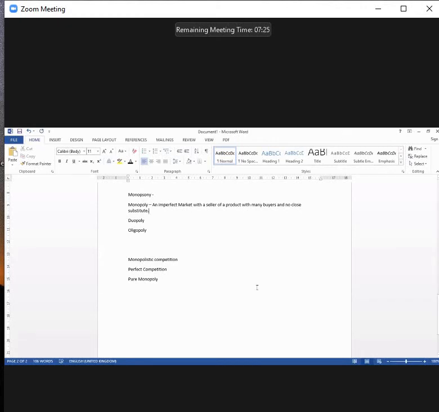And no close substitutes. You raised your hand. It is important to include no close substitute. What really makes a monopoly is the absence of a substitute. When there is no close substitute, that means there is a monopoly, and it has to be a single seller market with many buyers as well.